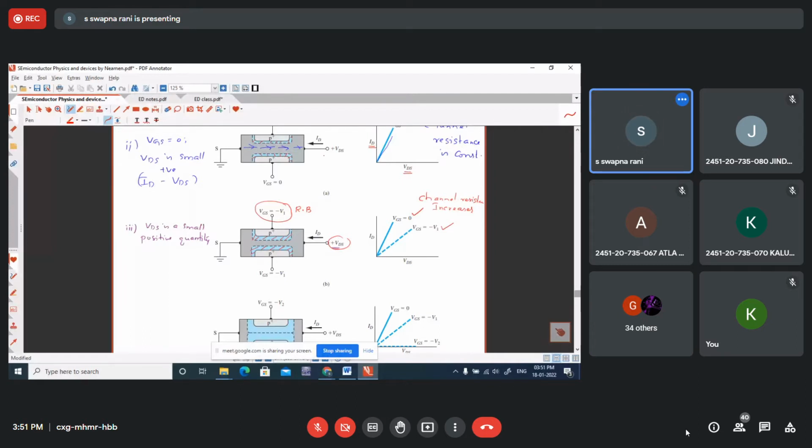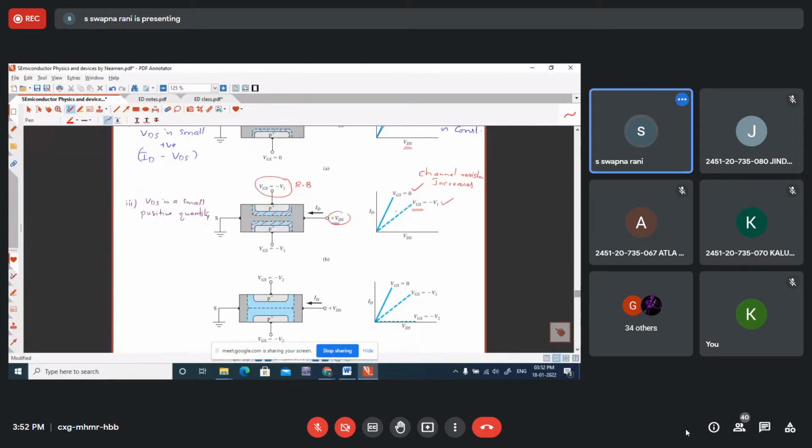The number of electrons flowing per unit time is more in the first case, whereas here, the number of electrons flowing per unit time is reduced because of the reduced channel width. So therefore, this is the drain current versus drain voltage, ID versus VDS curve, when Vg is equal to -1.